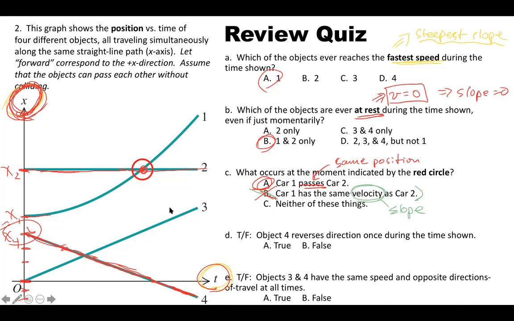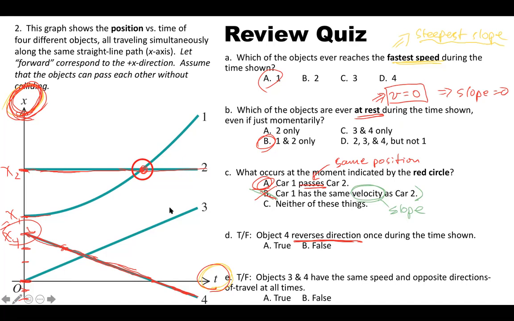But so it doesn't seem to me that object 4 reverses direction at all. Put another way, when you reverse your direction of travel, you have to change from either a forward velocity to a backward velocity or vice versa. You have to go from a backward to forward velocity. Well, where would we get that velocity information off this graph? Once again, it'd be the slope.